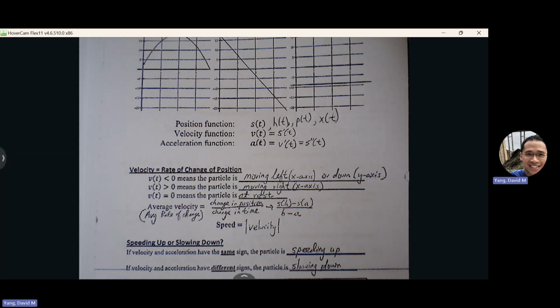Speed is the absolute value of velocity. So speed is always a positive numeric value. Meanwhile, velocity can be negative.